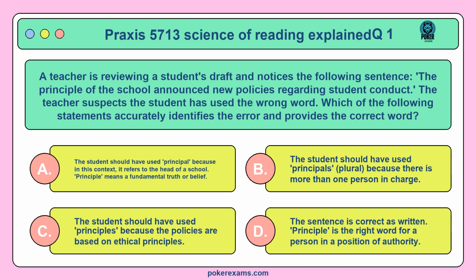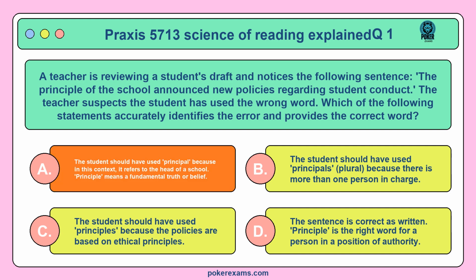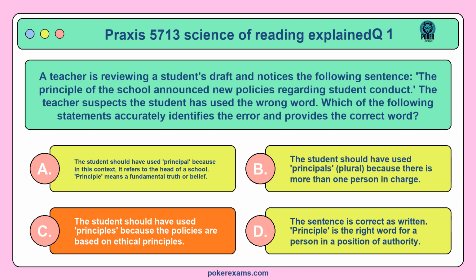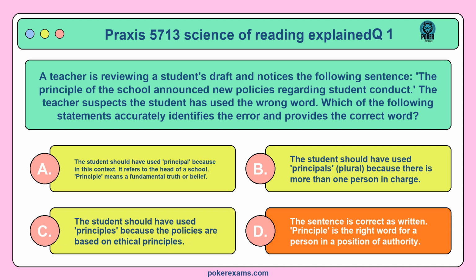Option A. The student should have used principal because in this context, it refers to the head of a school. Principle means a fundamental truth or belief. B. The student should have used principals, plural, because there is more than one person in charge. C. The student should have used principles because the policies are based on ethical principles. Or D. The sentence is correct as written. Principal is the right word for a person in a position of authority.